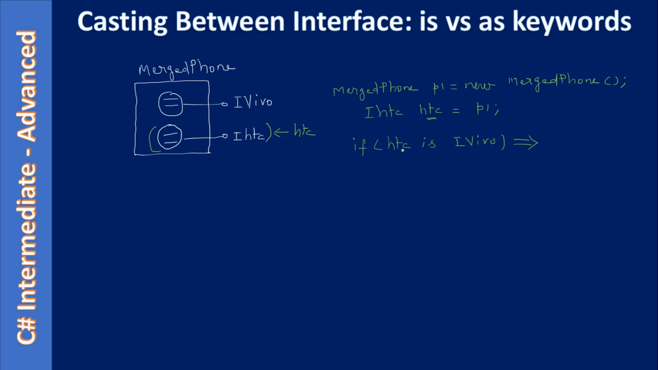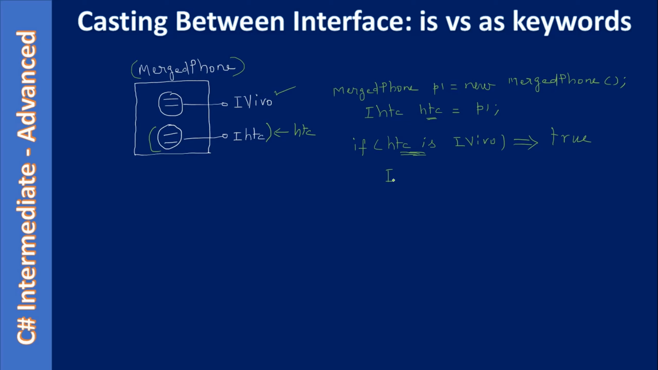So HTC is iVivo. That means when the C# runtime reads this HTC is, it actually goes to the actual object. So the actual object is the merged phone. Then it checks whether this merged phone instance is also an iVivo. So we will get yes, it's also an iVivo interface exposed object. So that's how this will return true. Once it returns true, it is safe to typecast like this.